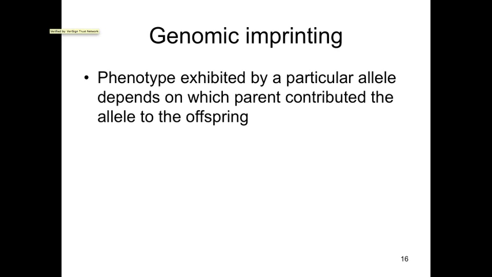In the late 20th century, geneticists really thought that they understood the basic mechanisms that govern inheritance. And it became quite a surprise when some geneticists studying mice found that there were some important exceptions to classical Mendelian genetics, and it appears to be unique to mammals. This is genomic imprinting, where a phenotype that's exhibited by a particular allele depends on which parent contributed the allele to the offspring.